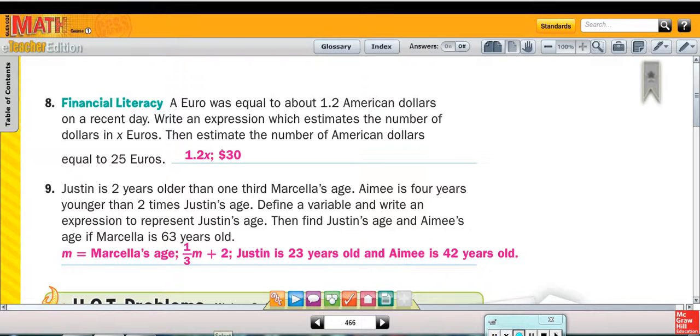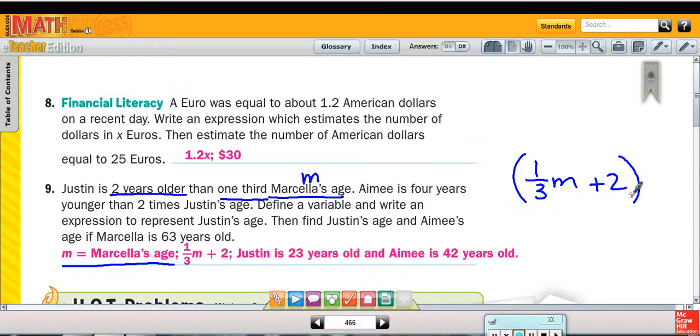Number 9 is a little tricky. We really had to dissect this one. It first asks us to define a variable. So defining the variable should be somewhere you've said that your variable, whatever you chose, M works great, is Marcella's age. So that's worth a point. And then we break it apart. I'm going to start with Marcella's age here. That's M. 1/3 Marcella's age would be 1/3 M. It says that Justin is 2 years older. Well, 2 years older would be adding 2. Now this right here represents Justin's age.